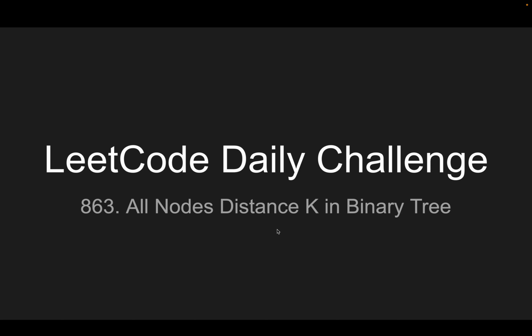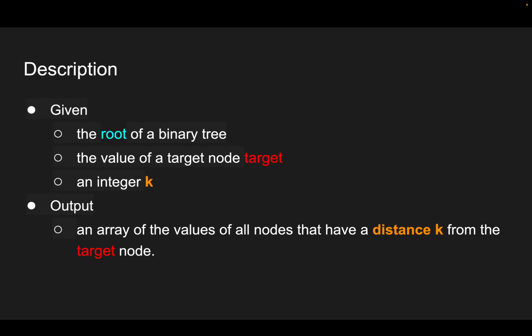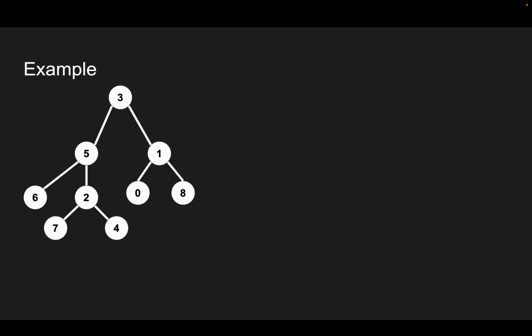LeetCode Daily Challenge, Problem 863, All Nodes Distance K in Binary Tree. The problem description is that given the root of a binary tree, the value of a target node, and an integer k, we would like to return an array of the values of all nodes that have a distance k from the target node.